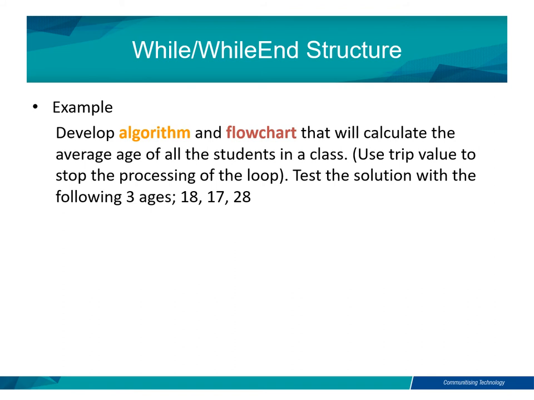In this example, we develop an algorithm and flowchart that will calculate the average age of all the students in the class. We use a trip value to stop the processing of the loop. And then we test the solution with the following three ages, which are 18, 17, and 28.